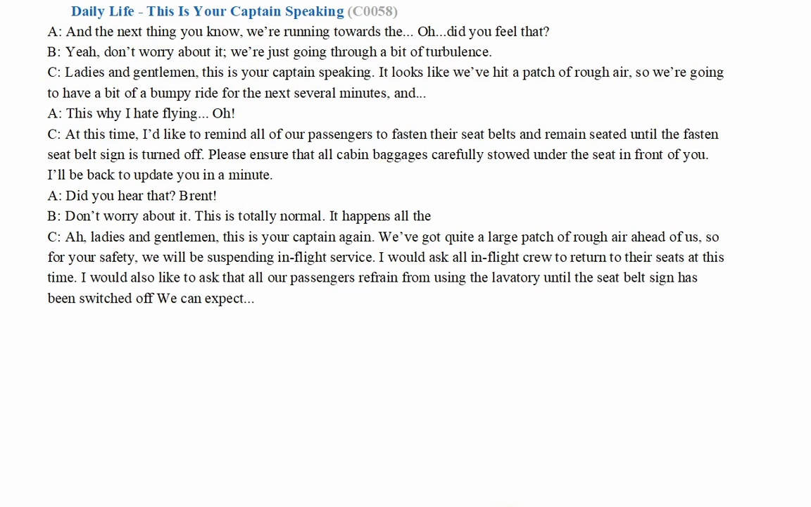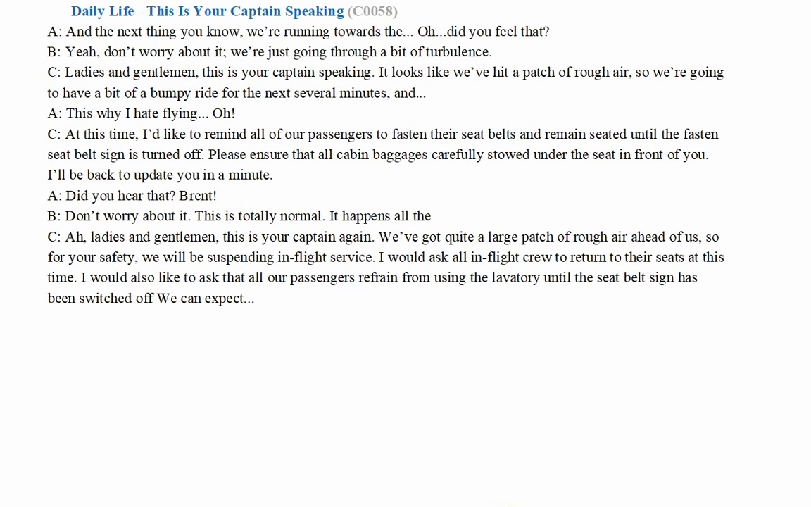Fluency Builder. All right, three phrases we have for you here. The first one, remain seated. To remain seated is really simple. To stay sitting, to stay in your seat, don't stand up. This is really important in airplanes, right? Because otherwise, if there's turbulence, you could end up flying around the airplane, or fall and hurt yourself.